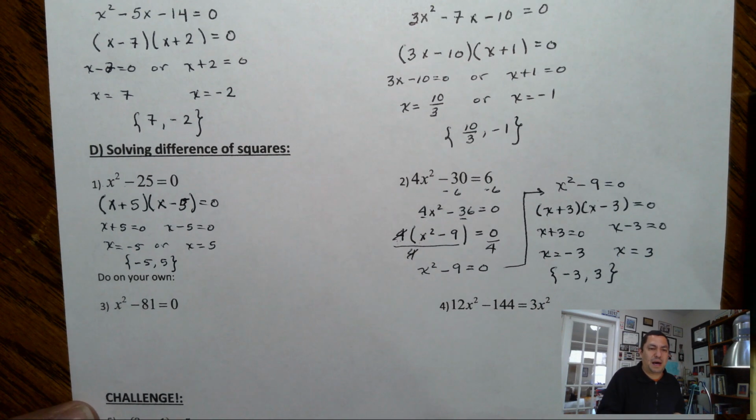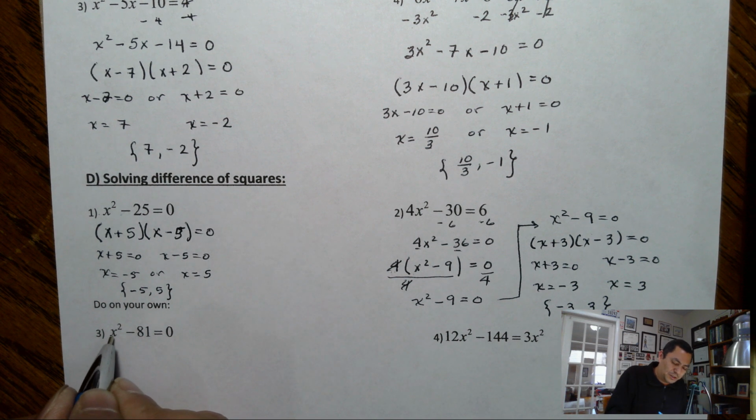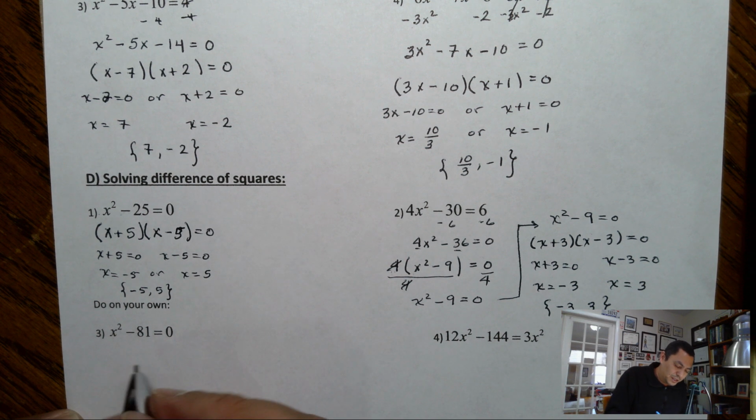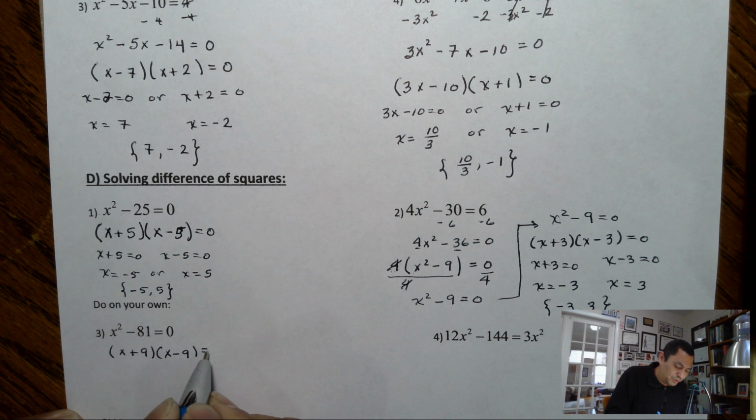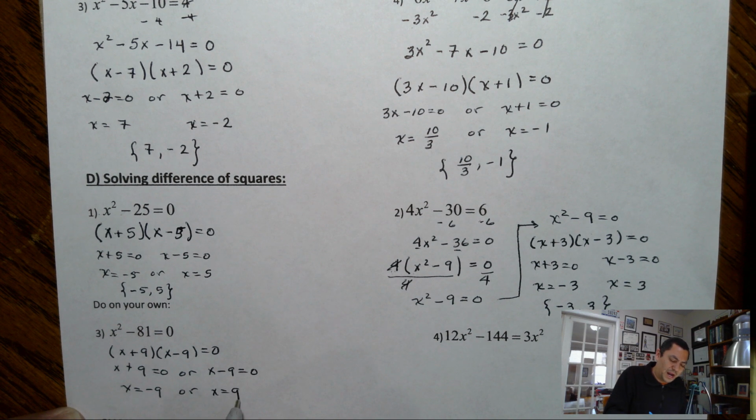Next, I have problem number 3 and problem number 4. So x squared minus 81 is the same as x plus 9, x minus 9 equals 0. We split: x plus 9 equals 0 or x minus 9 equals 0. So x equals negative 9 or x equals 9. So my solution is negative 9, comma, 9.